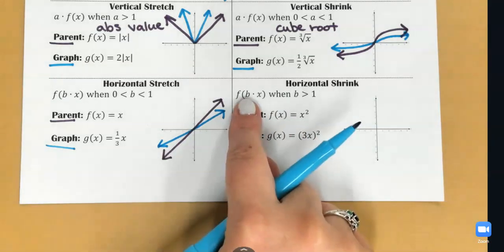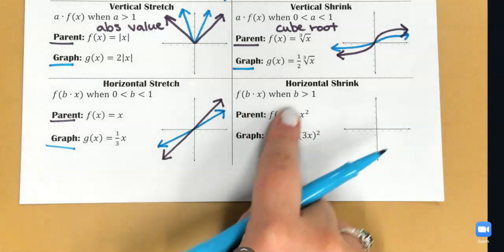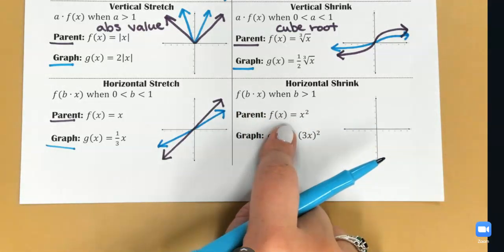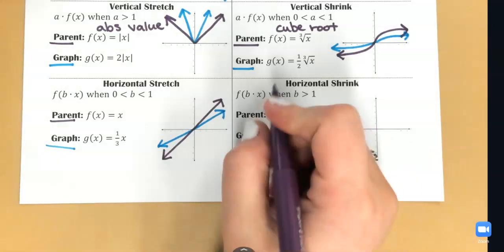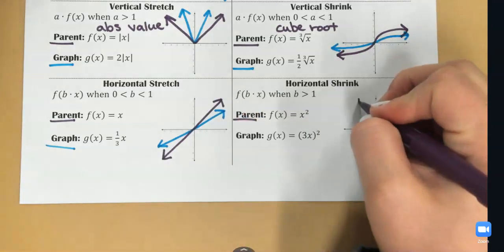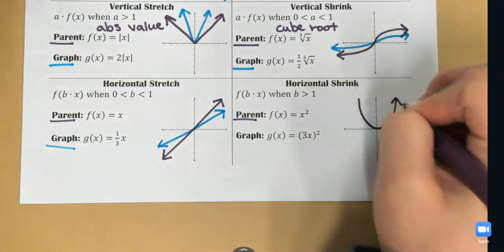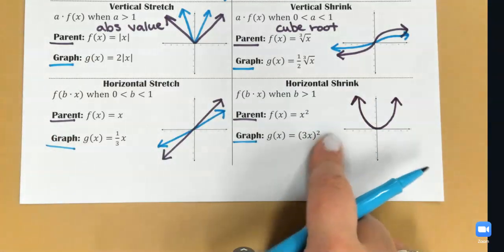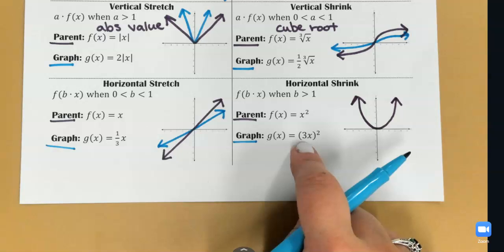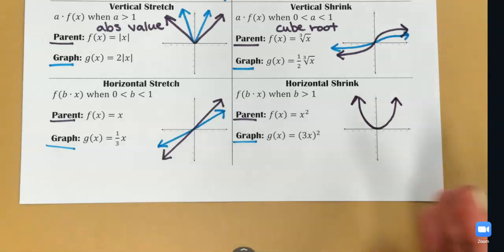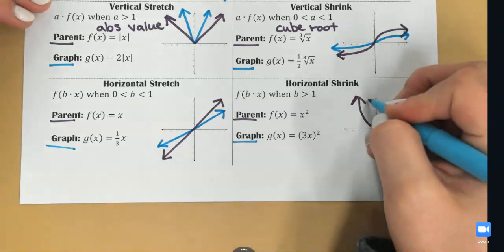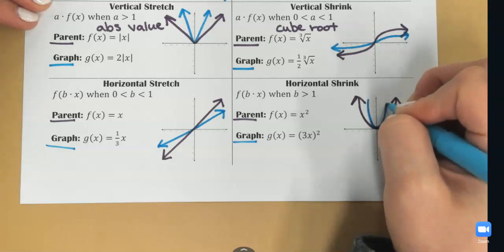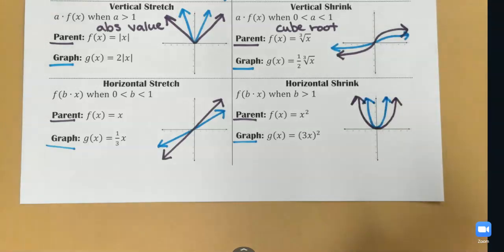And then again, if you're multiplying inside but the number is greater than 1, that is going to be a horizontal shrink. So we've already seen this quadratic parent function earlier. We know it's a parabola going through the origin. If I'm instead going to graph (3x)^2, again, the 3 is on the inside, that is going to be a horizontal shrink, meaning it is not getting as wide as quickly. Your x coordinates were reduced by a factor of 3. They were all divided by 3.